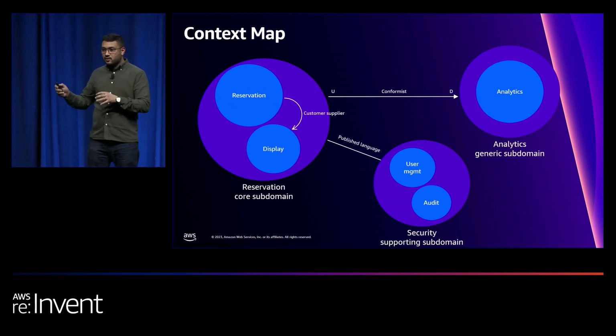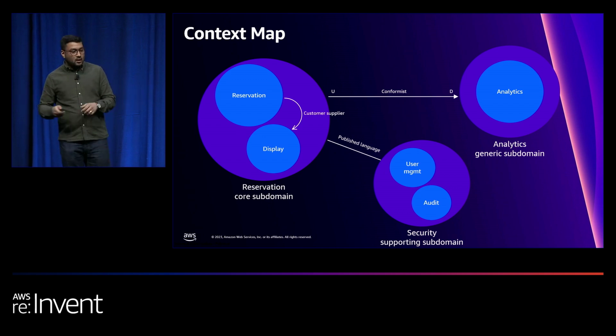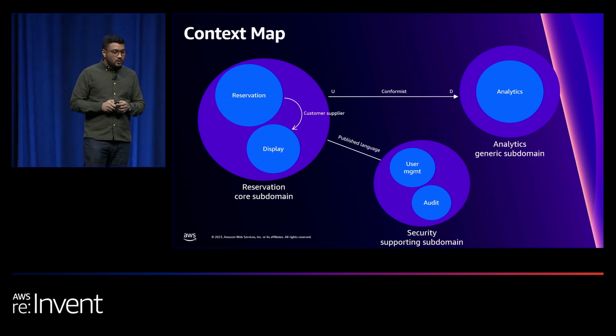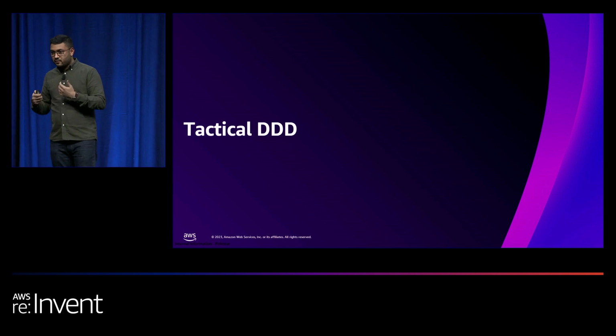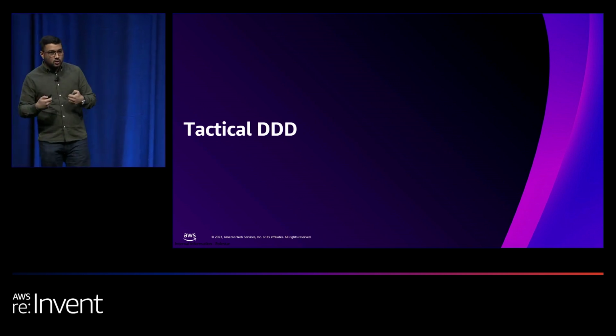The example is trivial, but the moment you apply it to a bigger business case, you will get a much more complex context map. Now I have the context map. Now I've decided that, okay, I'm going to concentrate on my reservation domain because that's my core competency.